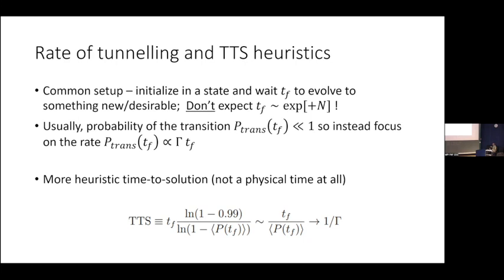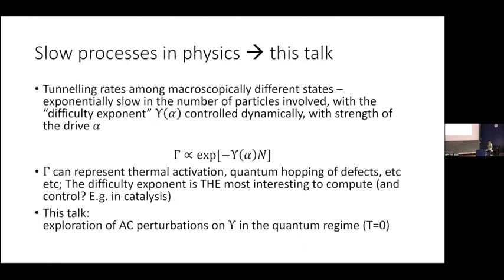And so in trying to make sense of this formula, if we're in the regime where the probability of a transition that you seek is small but growing linearly in time, this heuristic that is often used, time to solution, is actually just inverse rate. And it's this inverse rate that's going to be exponentially small in the number of qubits. Okay, I just wanted to identify the quantity that we're going to be targeting in all of this.